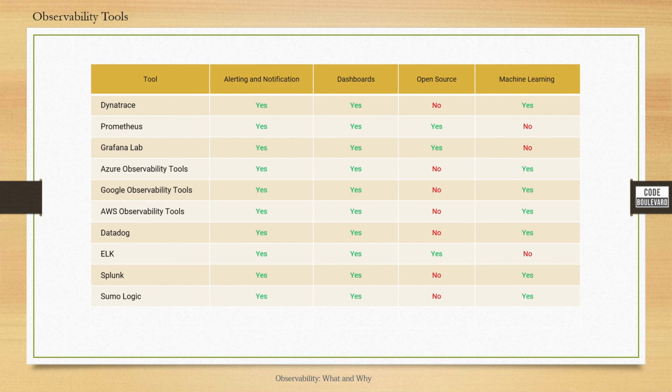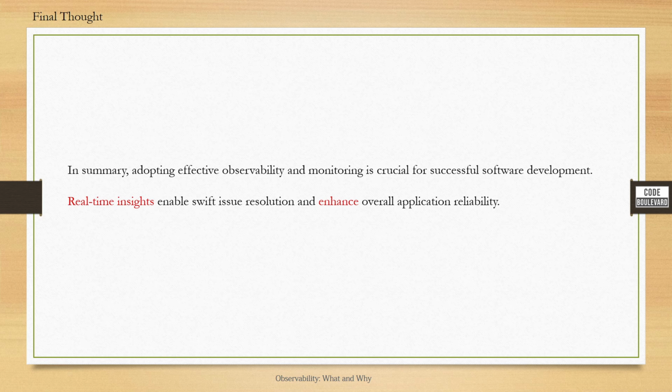They are also able to integrate with different clouds. Just by putting an agent on the cloud, you can collect any type of metrics you want. But in case you're working on a small application or a small service, maybe you don't need to adopt any enterprise service. Just using some open source tool like Prometheus is enough for you. Just take it into consideration. Final thought: in summary, adopting effective observability and monitoring is crucial for successful software development. Real-time insights enable swift issue resolution and enhance overall application reliability.